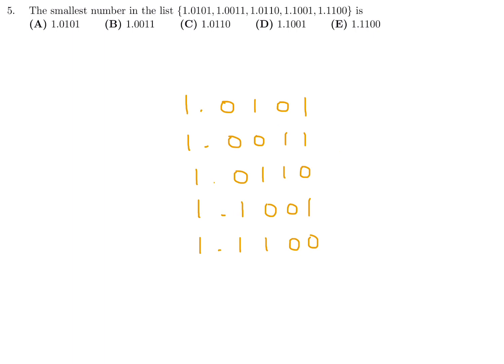Another way, if you wanted to, is just multiply everything to bring these 4 digits before the decimal and just look at those 4 digits. If you do, this becomes 101, this becomes 11, this is 110, this is 1001, and this is 1100. If you were to multiply everything by 10000, and if you look at these numbers, matching it up like that, obviously the smallest is 11. So either way you did it, it would get to the same answer. And that is 1.0011, which for number 5 is B.